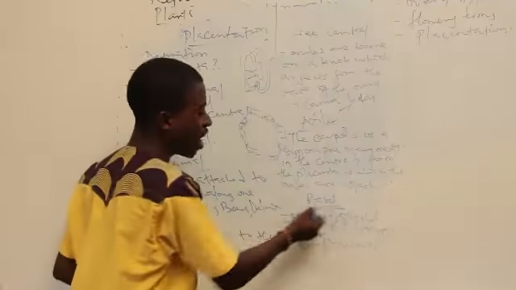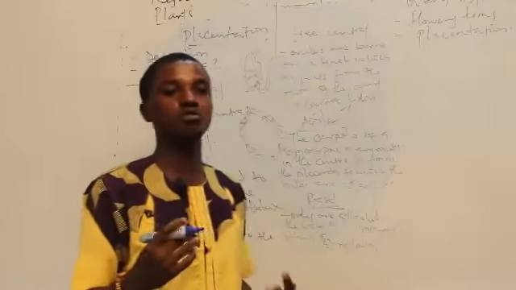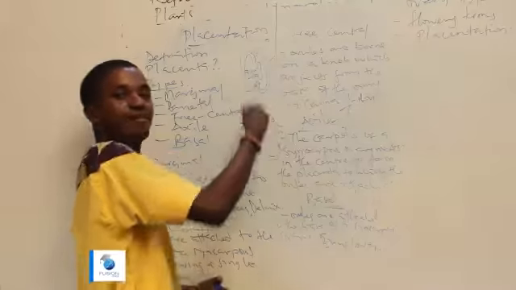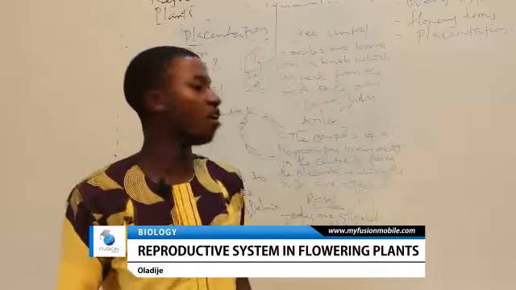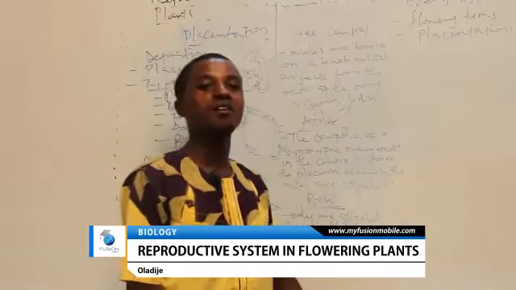Lastly, we have the basal placentation. Here the ovules are attached at the base of the syncarpous ovary. Instead of coming up, it goes down at the base of the syncarpous ovary. A very good example is the sunflower, Helianthus species.